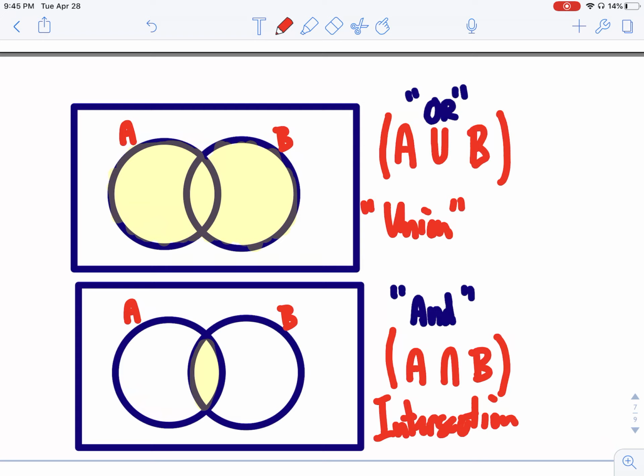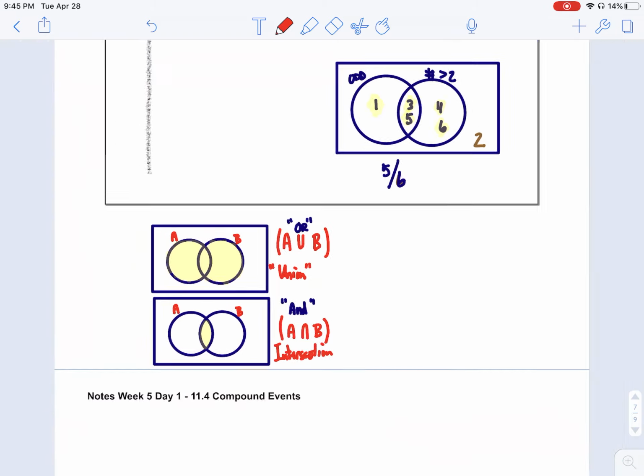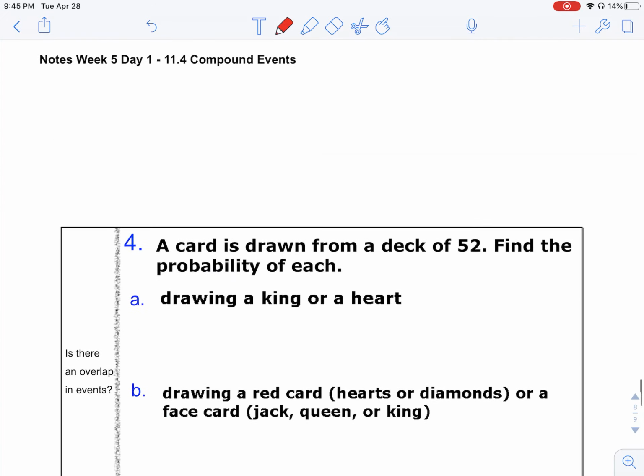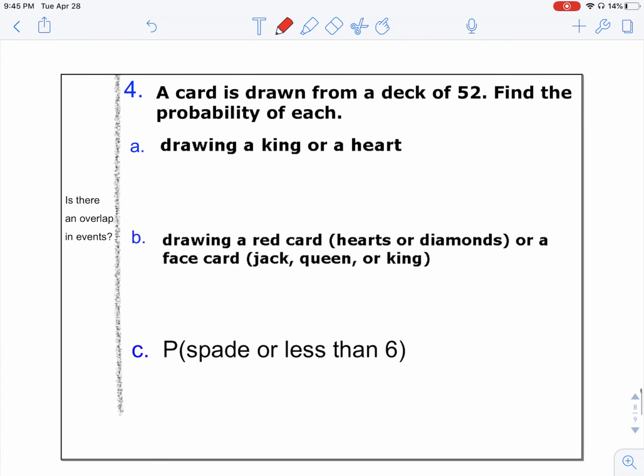All right, so A or B is everything inside all the circles, and A and B is just that overlapping area. All right. So right now we're talking about the OR, the whole Venn diagram. A card is drawn from a deck of 52. Find the probability of each. Drawing a king or a heart.